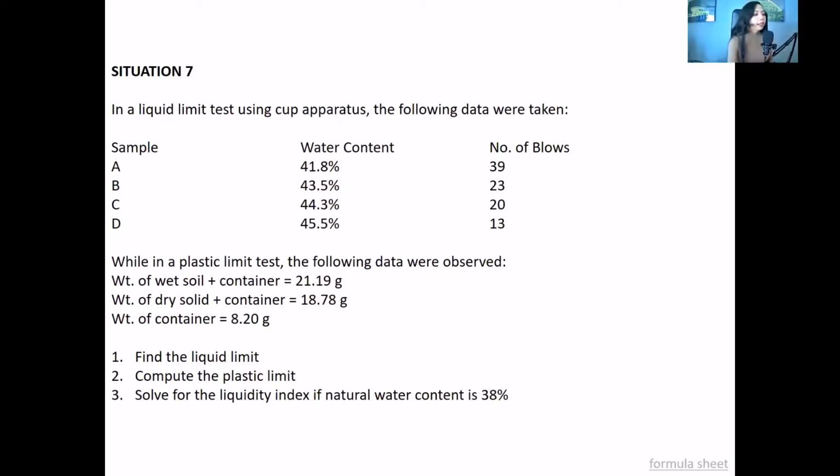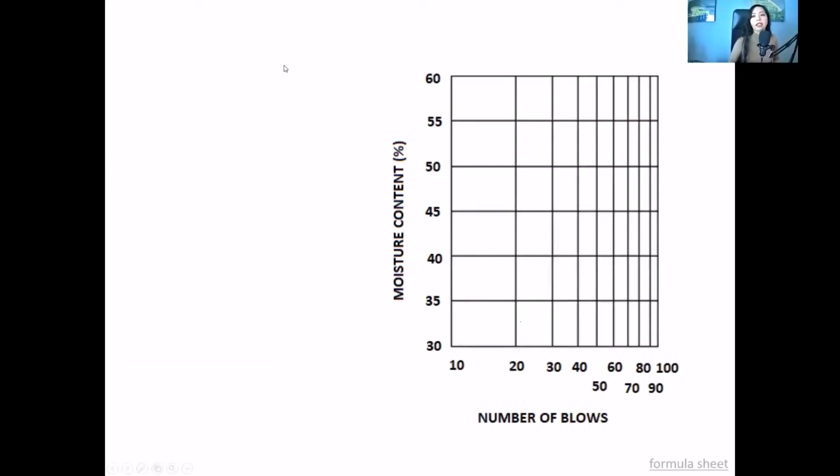And while in a plastic limit test, the following data were observed. Weight of wet soil plus container, we have 21.19 grams. And then the weight of dry soil plus container, we have 18.78 grams. And lastly, we have weight of container, we have 8.20 grams. Okay? Yun pa rin ang hinahanap, find the liquid limit, compute the plastic limit, and then solve for the liquidity index if natural water content is 38%. May bago na namang unknown. Pero for now, we're going to plug in the values like this.